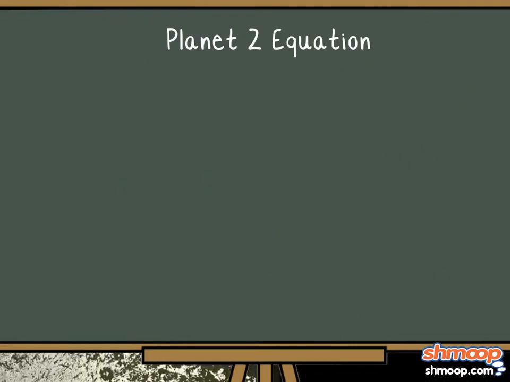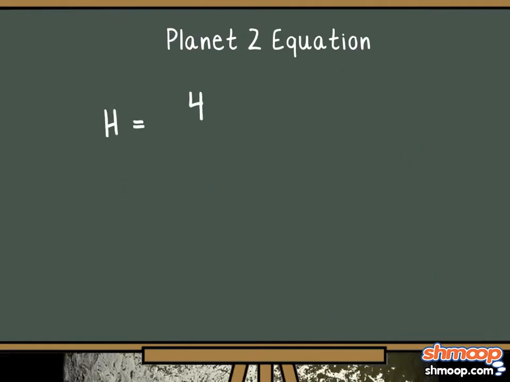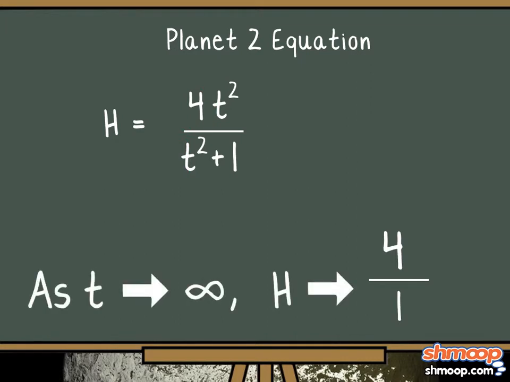The second planet in the orbit has an equation of h equals 4t squared over t squared plus 1. The powers of the numerator and denominator are the same, so we have to do something different. Here we can just take the coefficients and divide them by each other to get the limit. We can take the leading coefficient of the numerator 4 and divide it by the leading coefficient of the denominator 1. So the limit of h as t approaches infinity is 4 over 1, or 4.